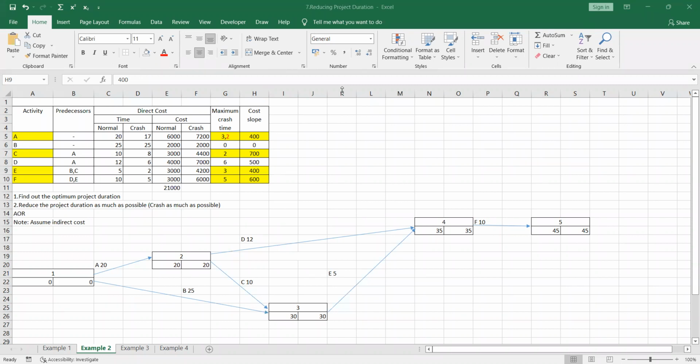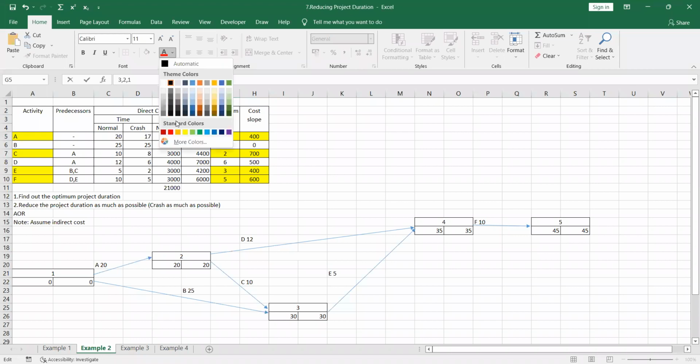Lowest identification number is still with activity A. So activity A can be further reduced by 2 days. So now I am going to crash the activity A by one more day again, right? So I will make it another color, purple, right? So activity A can be further reduced by 1 day.